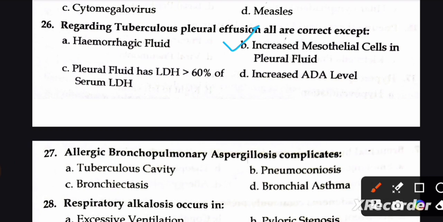Next question is allergic bronchopulmonary aspergillosis complicates A tuberculous cavity, B pneumoconiosis, C bronchiectasis and D bronchial asthma. So right option is D, bronchial asthma.